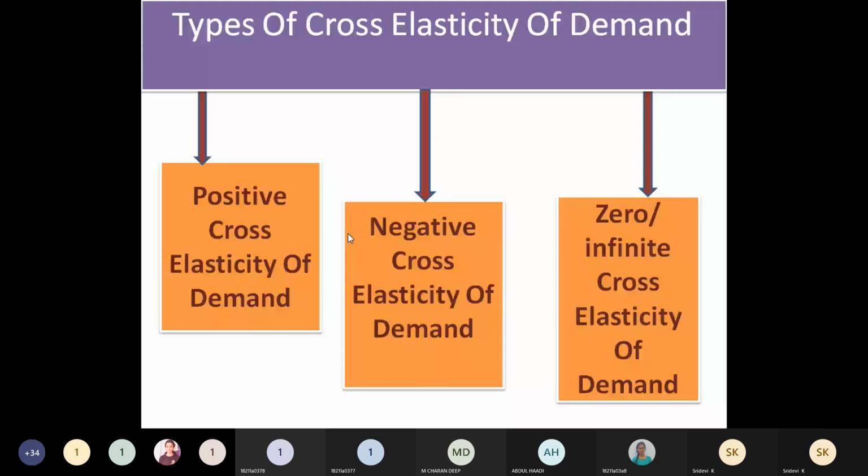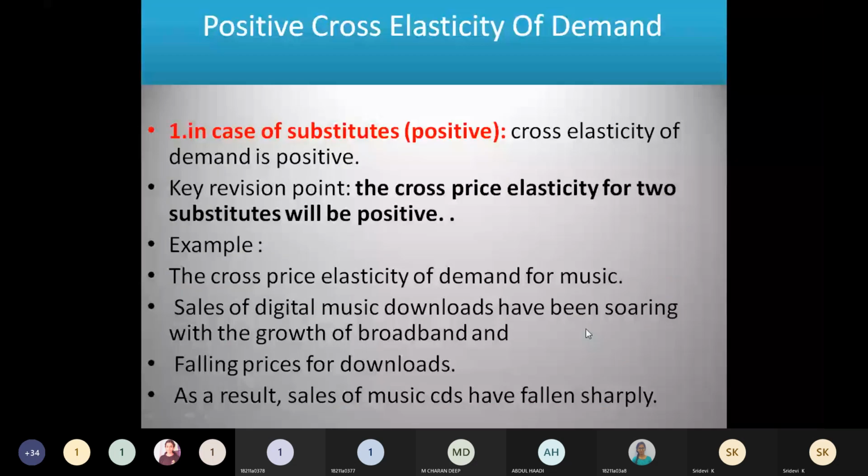We have discussed while discussing about the substitutes, right? So that is what you are going to use here. Here an example is given here, example of music, sales of digital music, which is affecting the growth of broadband, and it is going to affect the prices, decreasing the prices for downloads.